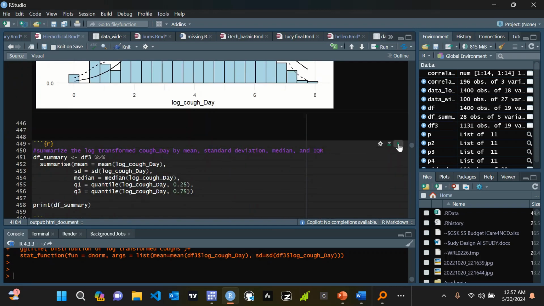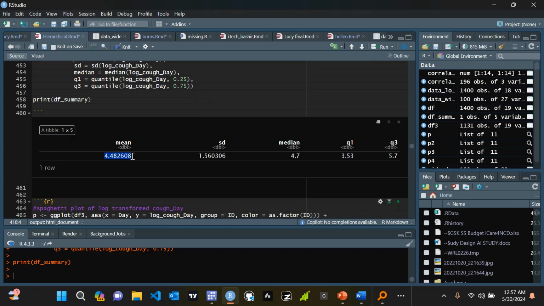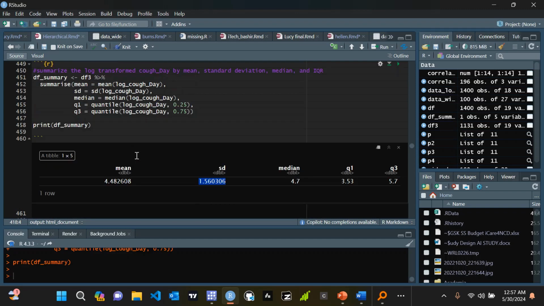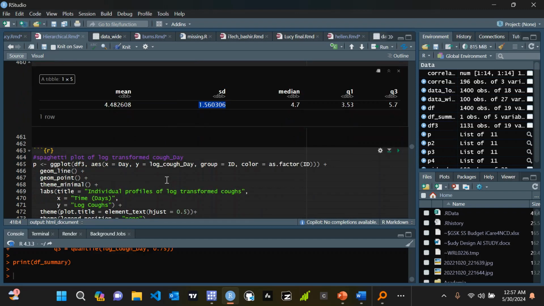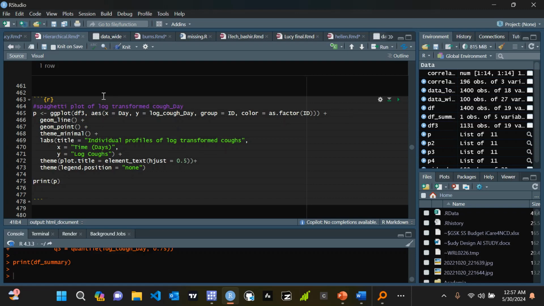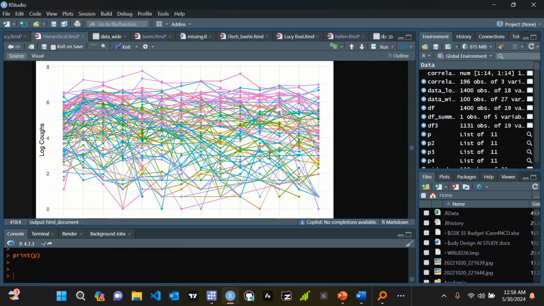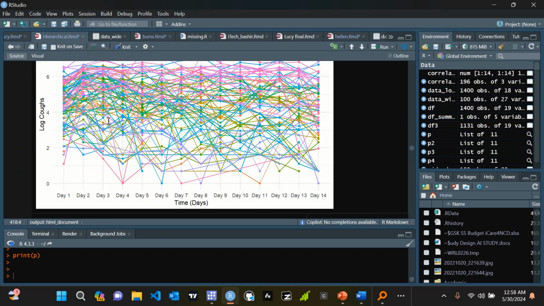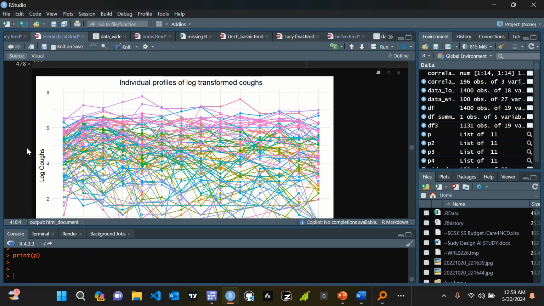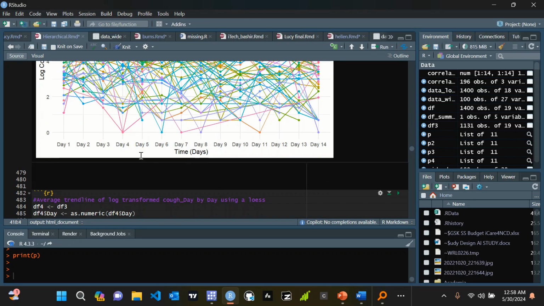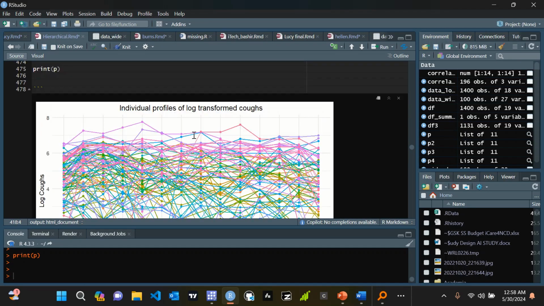If we go ahead and look at the mean and the median, they are close to each other and the standard deviation is low. Interpretation of such data can be slightly hard because you are using logs. This is now log cough frequency instead of the cough frequencies. So we can go ahead and do a spaghetti plot for these profiles using the log coughs versus time. You see how it has changed.